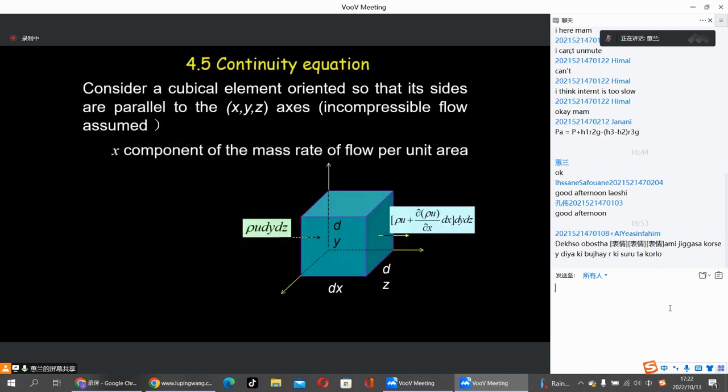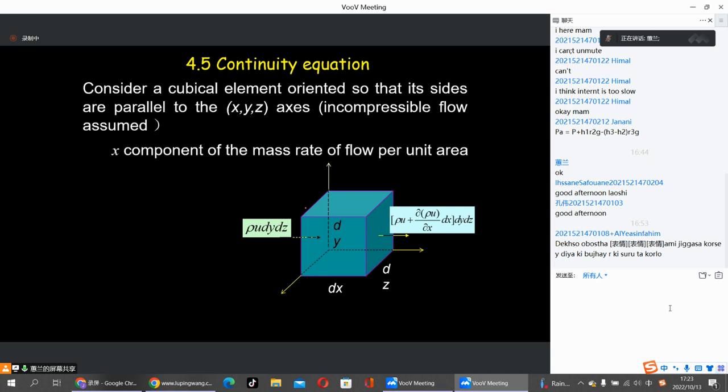Okay. So after we have learned the definitions of system and control volume, let's study a very important equation, the continuity equation. Actually, this is for mass conservation. We just call it the continuity equation because mass is continuous. We consider a cubic element oriented so that its sides are parallel to the XYZ axes. We just assume it's incompressible flow.